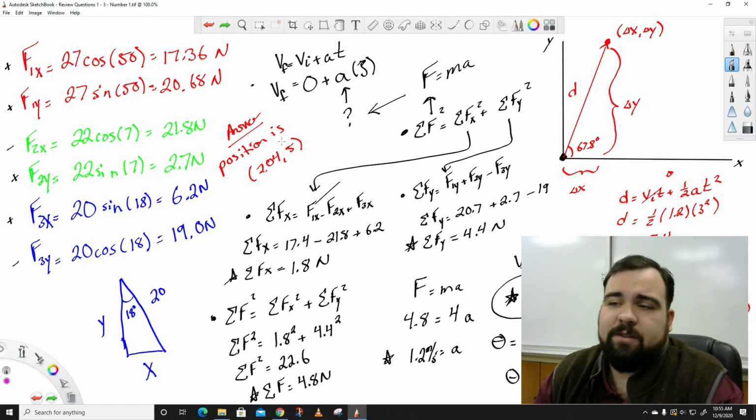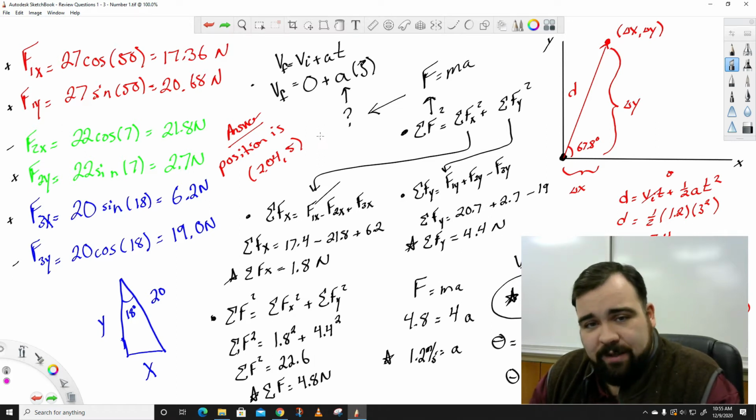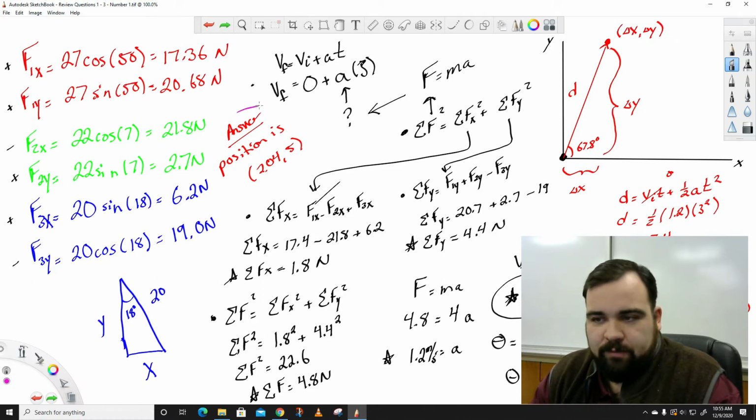So what that means is you're going to have to figure out a delta x value and a delta y value. So it's looking for a position. It's looking for this final answer of some kind of a coordinate. Now, to simplify things, we're going to say this object is starting at the origin. It's starting at rest, so vi is 0.